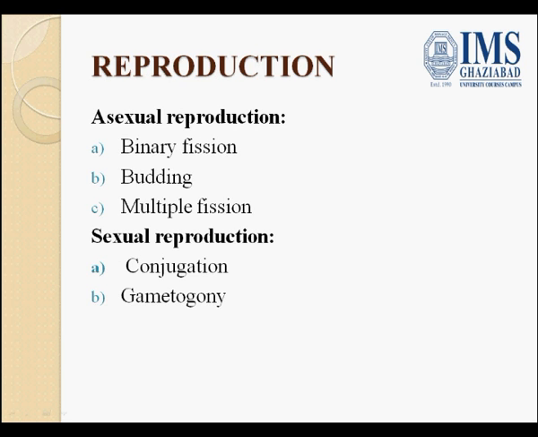Next is reproduction in protozoa. Protozoa reproduce by both the methods of reproduction, asexual reproduction and sexual reproduction. There are mainly three types of reproduction in asexual types: binary fission, budding, and multiple fission, and two types in sexual reproduction, which are conjugation and gametogamy.